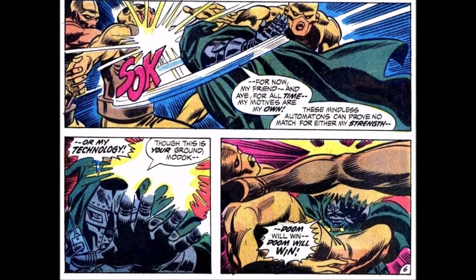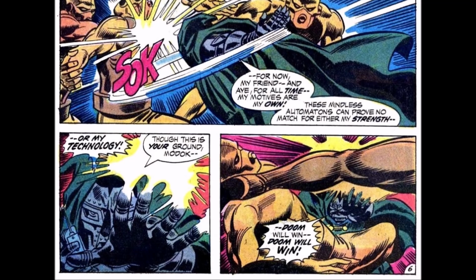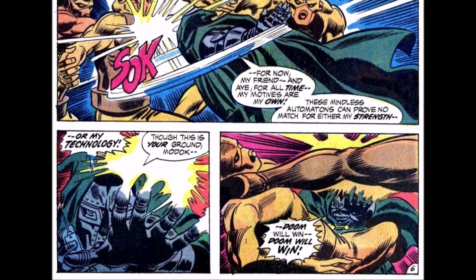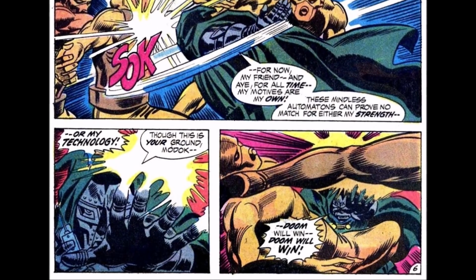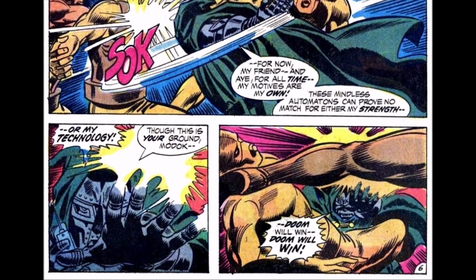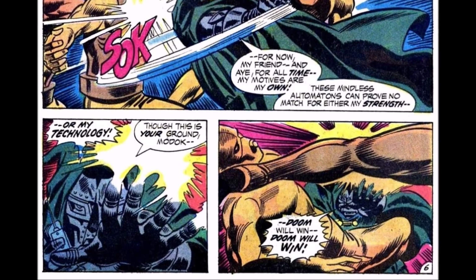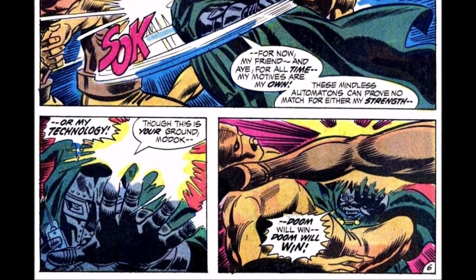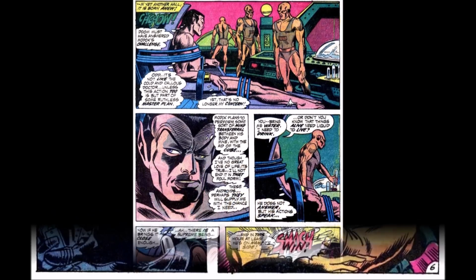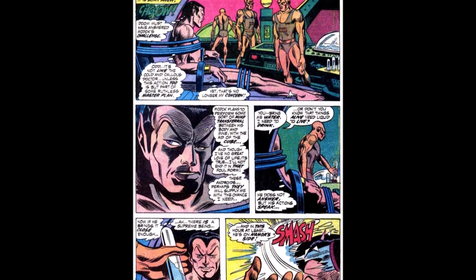While this is happening, Doom blocks a mental blast from MODOK with a blast of his own. As the androids begin to attack, Doom lets MODOK know that his motivations are his own, and that MODOK's inventions are no match for his strength or technology. Doom will win.